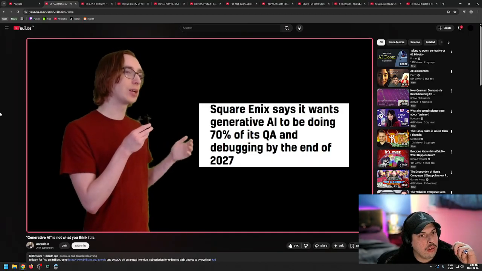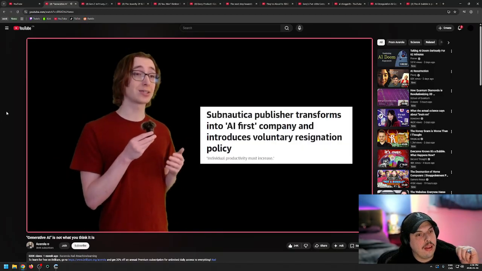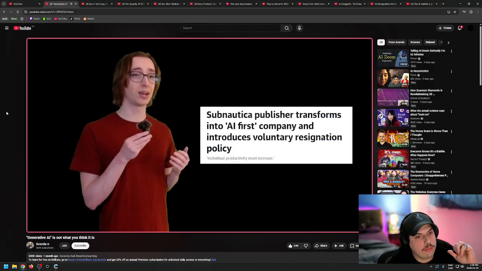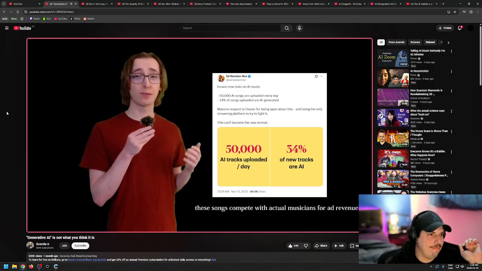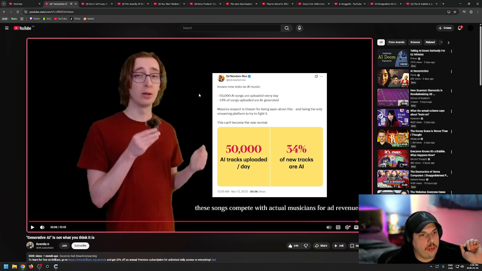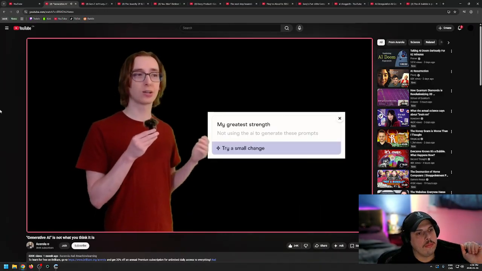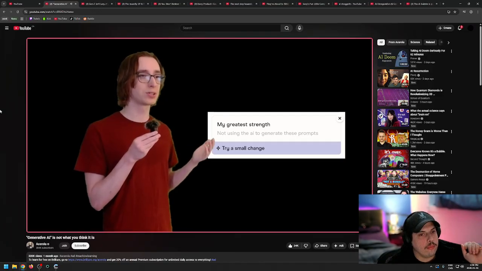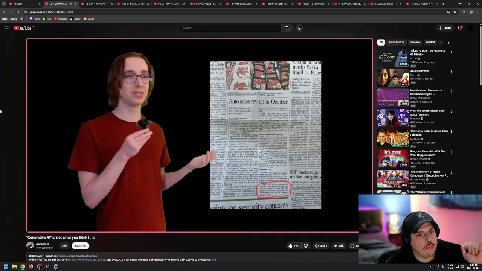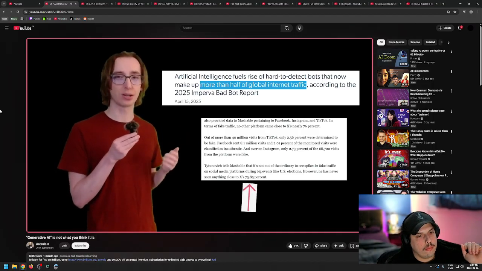Square Enix plans to have generative AI doing 70% of their quality assurance and debugging. Krafton is asking all of its employees to voluntarily resign so they can be replaced with AI. Spotify is allowing AI-generated music on their platform, with 50,000 new AI-generated songs uploaded every day. Dating apps encourage users to AI-generate answers to prompts. Local news articles are being written by ChatGPT. AI agents account for more than half of global internet traffic and 75% of Twitter traffic.